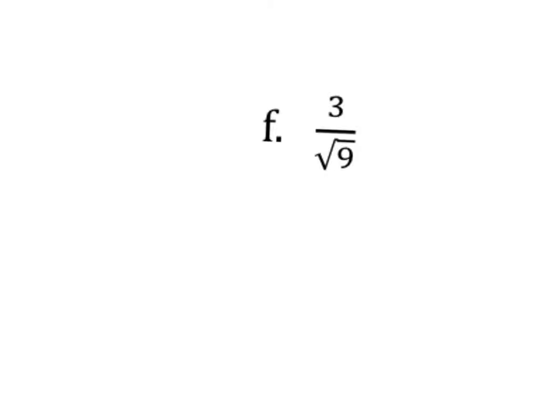Let's take a look at F. Remember, we always want to check to see can we simplify our radicals. Well, square root of 9 is just 3, so I'm going to start by doing 3 over 3. I immediately see that that simplifies to 1, so that turned out to be a pretty easy problem.